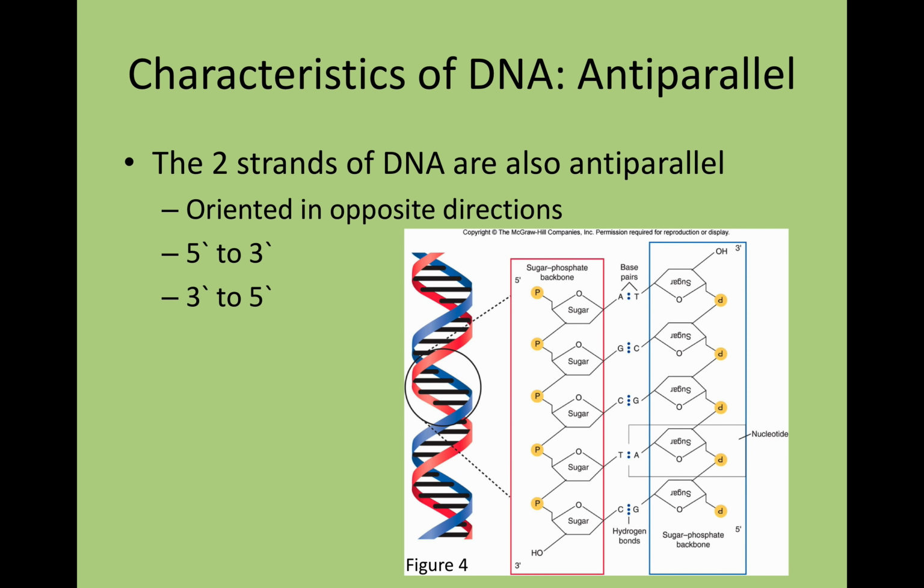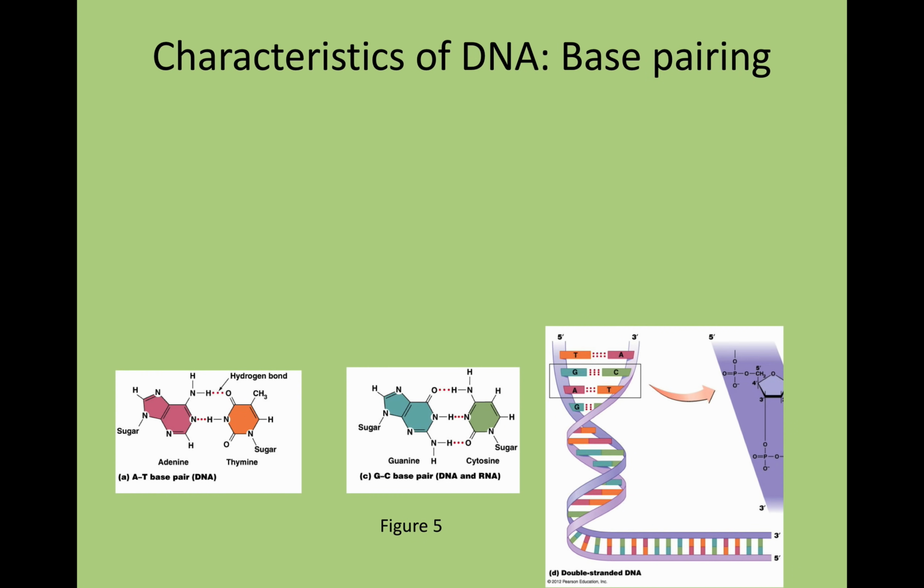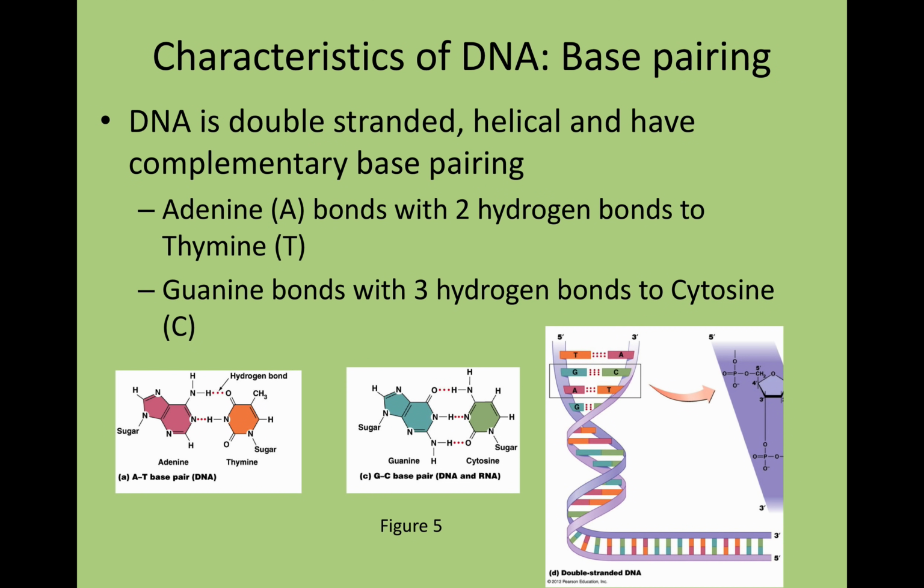This comes into importance when we talk about the process of DNA replication, because each of these strands is going to be replicated using the same enzymes but go in different directions. The base pairing characteristics, like I mentioned: adenine base pairs with 2 hydrogen bonds to thymine, and guanine base pairs with 3 hydrogen bonds to cytosine.